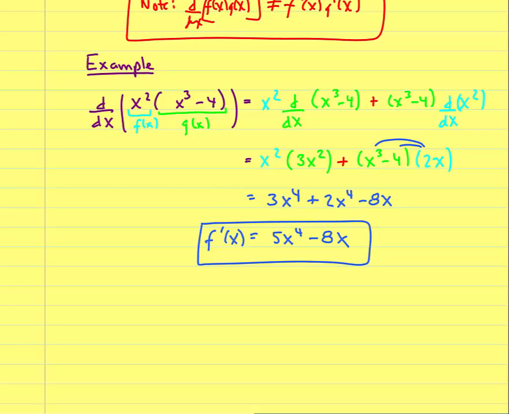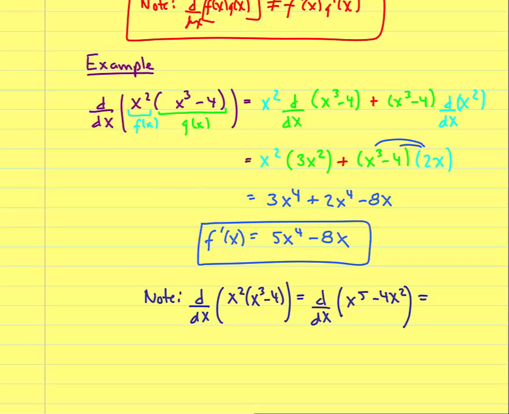Now I want to do the same problem just another little way, so you can be looking out for some shortcuts. I could have also taken the derivative with respect to x of x squared times x cubed minus 4, and I could have rewritten this before I even took the derivative. If we take x squared times x cubed, that would mean x to the fifth. X squared times a negative 4 is a negative 4x squared.